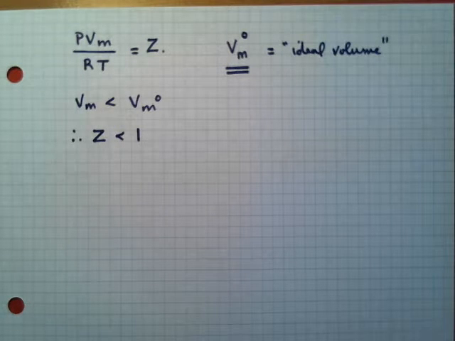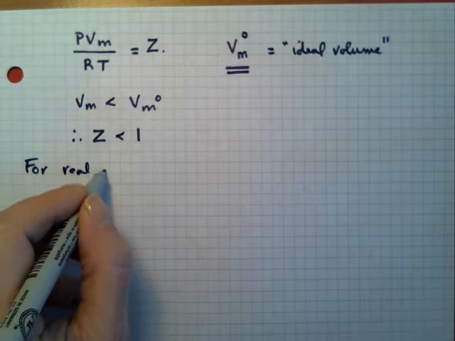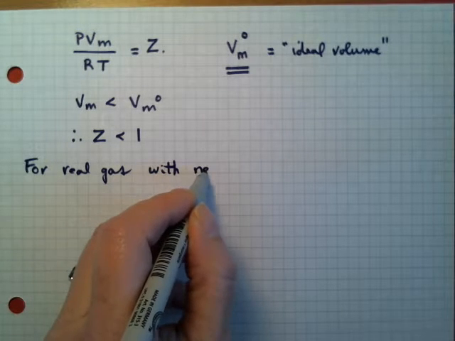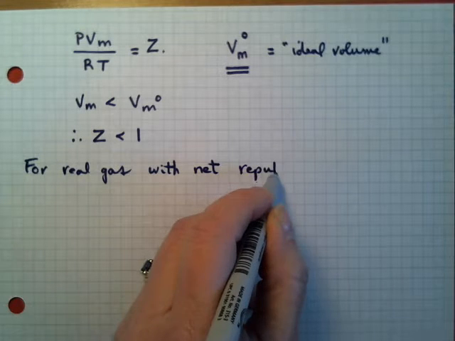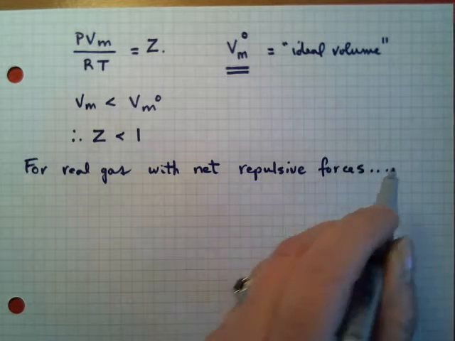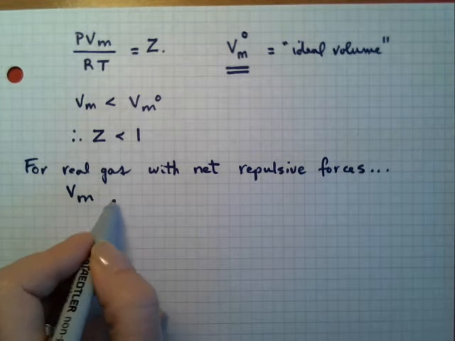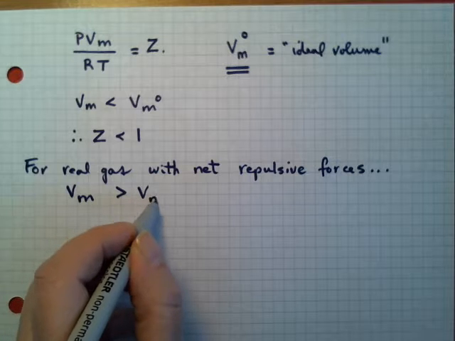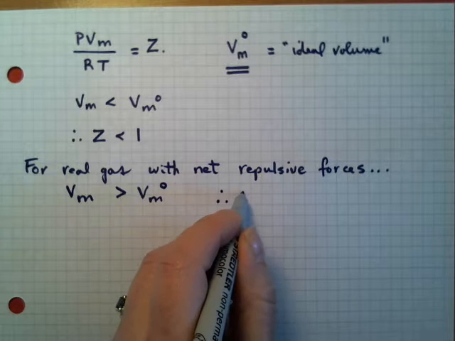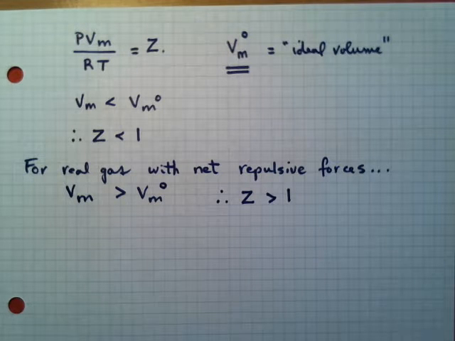And similarly, if we take another example, for a real gas that's experiencing net repulsive forces among its molecules, then what we observe is that the molar volume observed is going to be slightly greater than that which is predicted by the PV=nRT equation, and therefore my Z value is going to be slightly greater than 1 in that case.